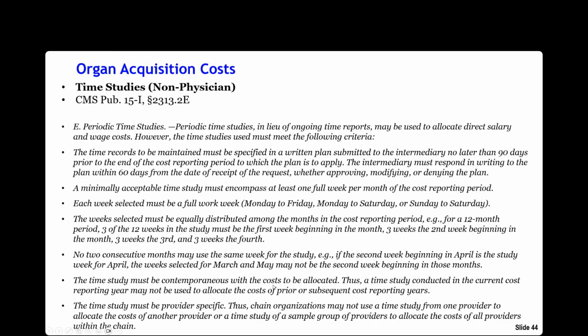This is a big requirement, just like the allocation agreement. The time study must be contemporaneous. You can't try to do this 9 months, 10 months after the fact. But the other thing this means is that you can't use one cost reporting period's time study to allocate costs for a different one. You can't just do a time study and let it work for 5 years. That's not allowable. It has to be year by year. And it also has to be provider by provider. If you're a chain, you can't use provider A's time study to allocate costs for B, C, D, and E.